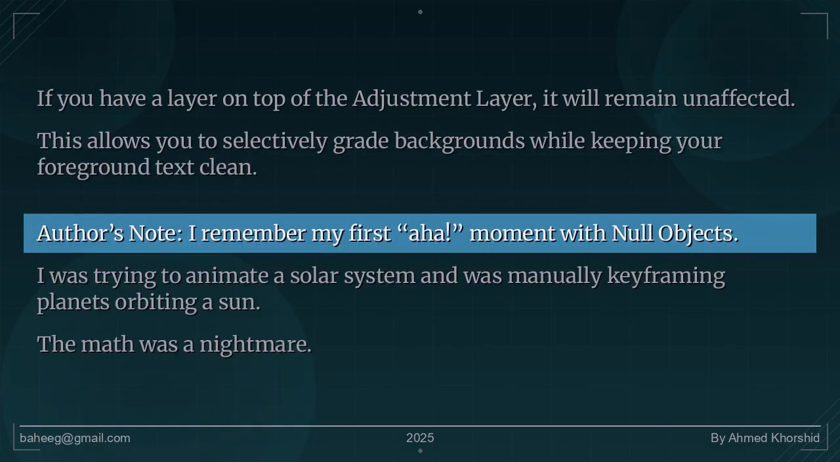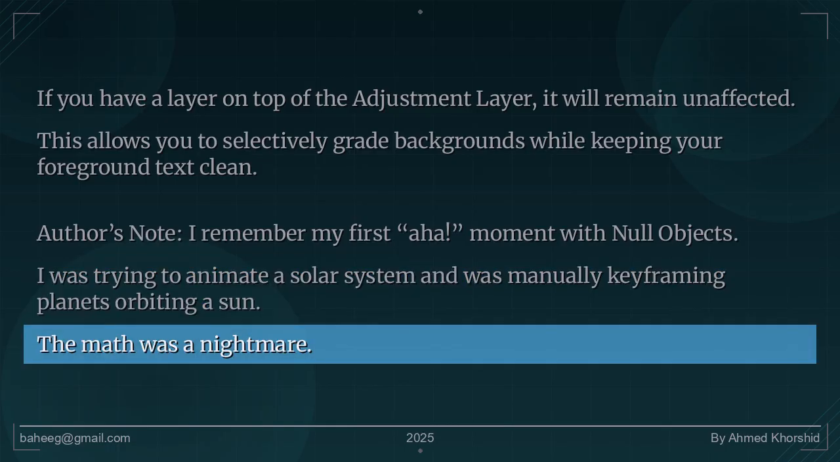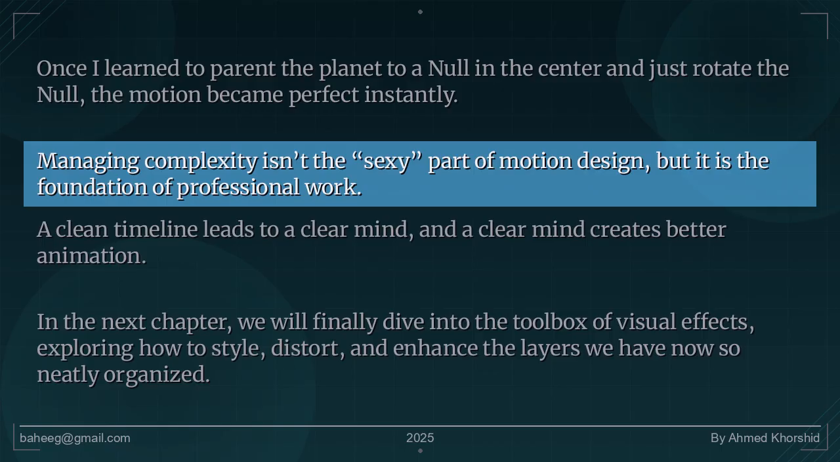Author's note: I remember my first aha moment with null objects. I was trying to animate a solar system and was manually keyframing planets orbiting a sun. The math was a nightmare. Once I learned to parent the planet to a null in the center and just rotate the null, the motion became perfect instantly. Managing complexity isn't the sexy part of motion design, but it is the foundation of professional work.